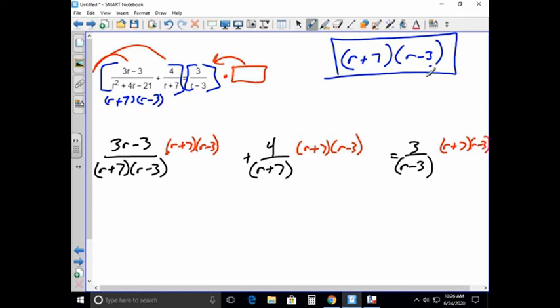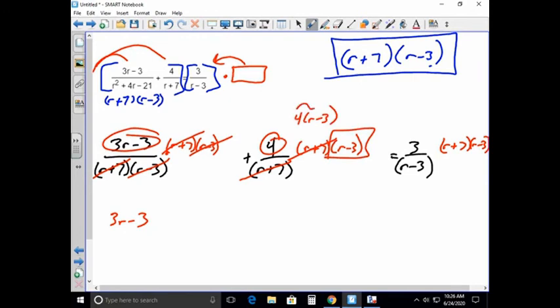So for our first fraction, we have an r plus 7 on bottom and 1 on top. We have an r minus 3 on bottom and top, so those cancel, leaving us 3r minus 3. The next fraction, we have an r plus 7 on bottom and 1 on top, leaving us 4 times r minus 3. Well, how do we do 4 times r minus 3? We distribute. 4 times r, 4 times minus 3. On the right side, we have an r minus 3 on bottom, 1 on top. Those cancel, leaving us 3 times r and 3 times 7.